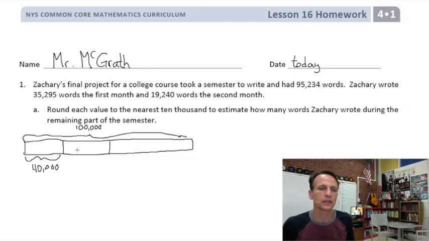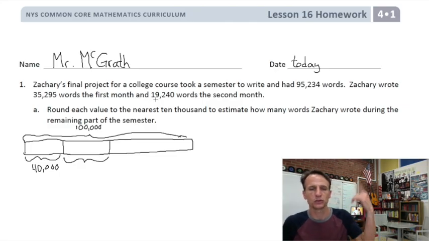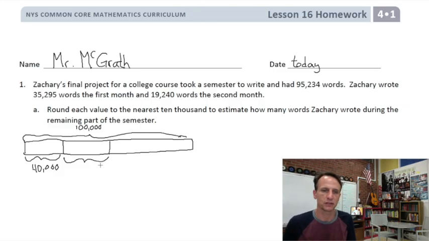And now the next number should be comparatively easy to round. Remember, we're going to 10,000, so we have 1 10,000. Next would be 2 10,000s, so we're talking about 10,000 and 20,000. Midpoint is 15,000. 19,000 is above that, right? So we'd round up to 20,000. So this is going to give us an estimate when we round all the numbers involved.